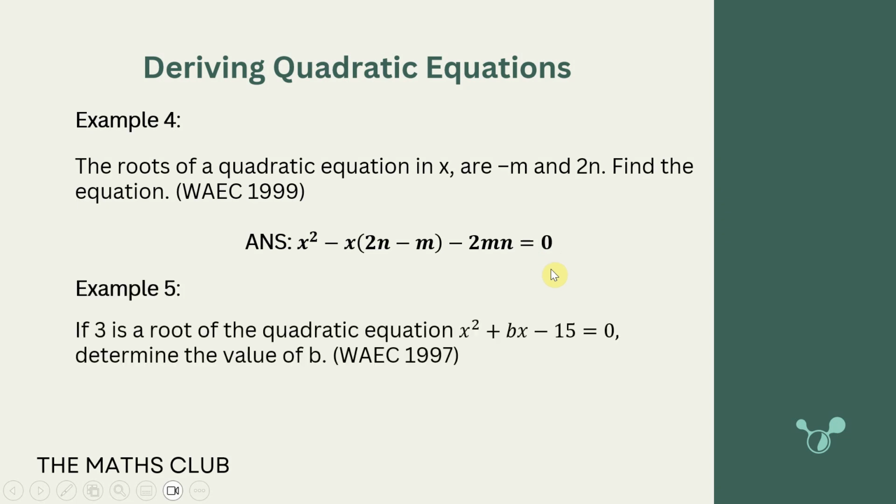Now the last question that we're looking at is saying that if 3 is a root of the quadratic equation x squared plus bx minus 15 is equal to 0, determine the value of b. I want you to pause the video and try this out yourself. Welcome back. Let's solve it together.